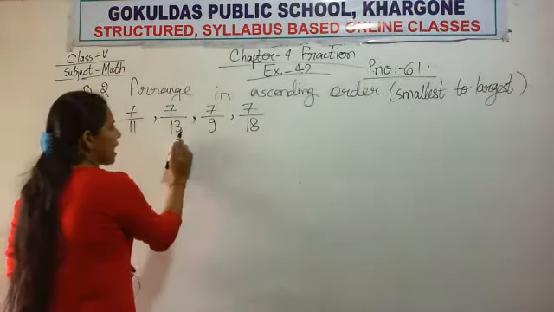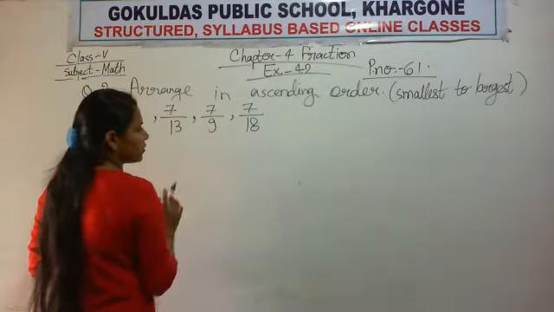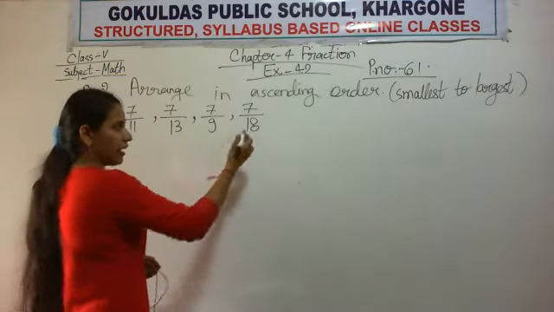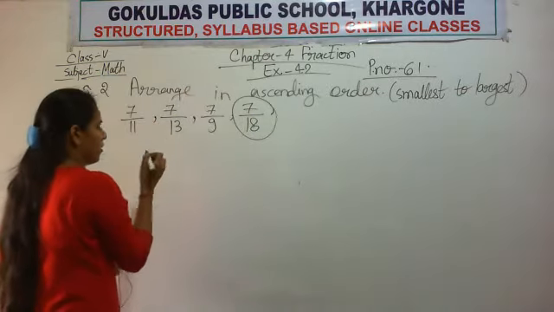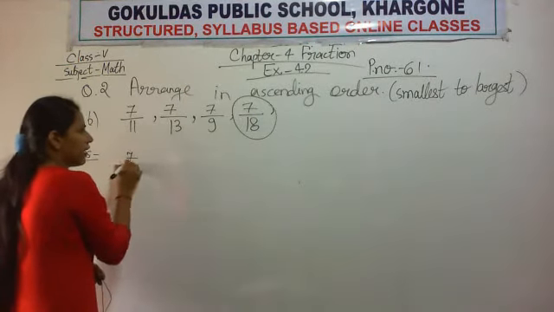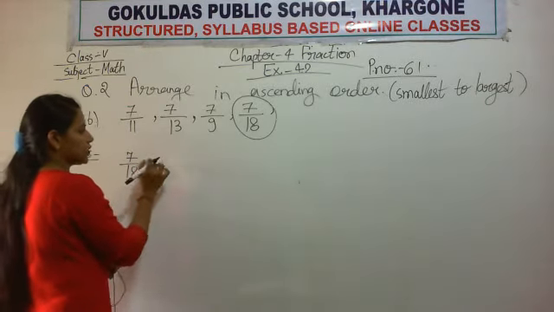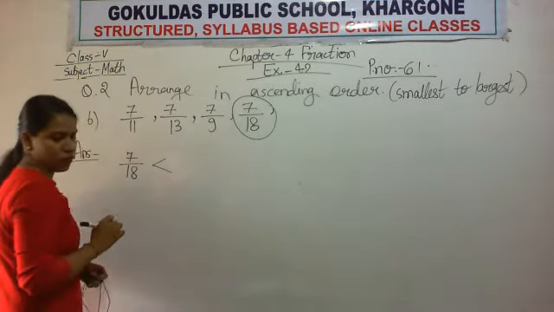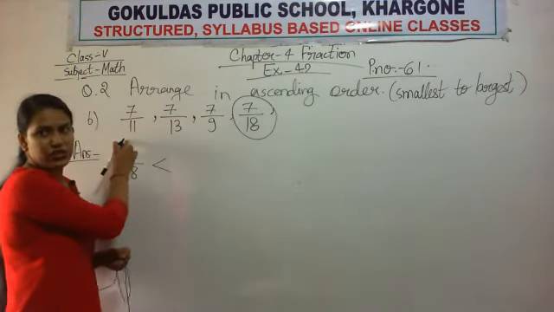So which one is the largest denominator here? 11, 13, 9 or 18? Which is the largest denominator? 18 is the largest denominator. So this fraction will be smaller. So 7 upon 18 will be the smaller fraction. So I am writing it at the first position. Now put this symbol. We are left with 3 fractions.